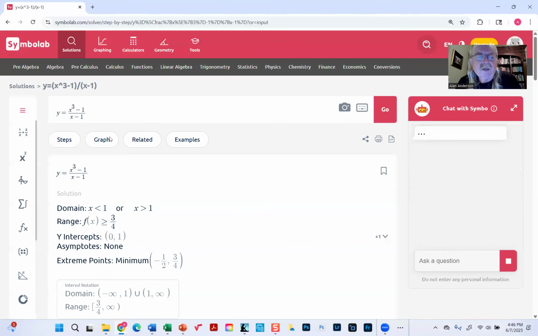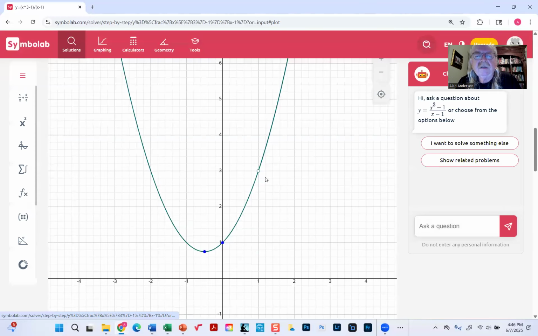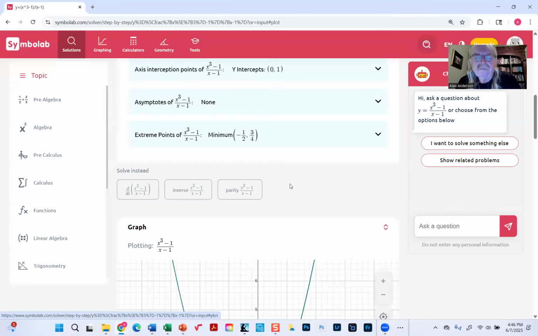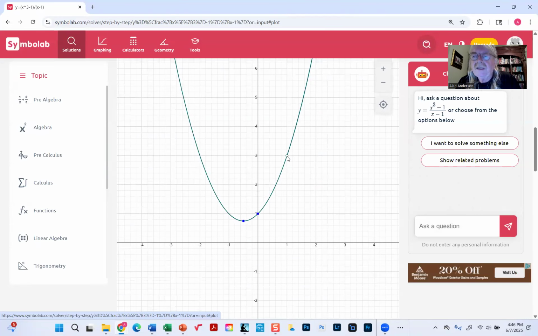And if Symbolab draws a proper graph, you'll see there's a bit of a problem right there. Okay, so what it's trying to tell us here is this. The domain of this function is all real numbers except x equals 1. We can't allow x to equal 1, it can't be in the domain because that would lead to division by 0. So the way they indicate that is with this hollow circle here, which means that the function is defined everywhere except exactly at that one point.